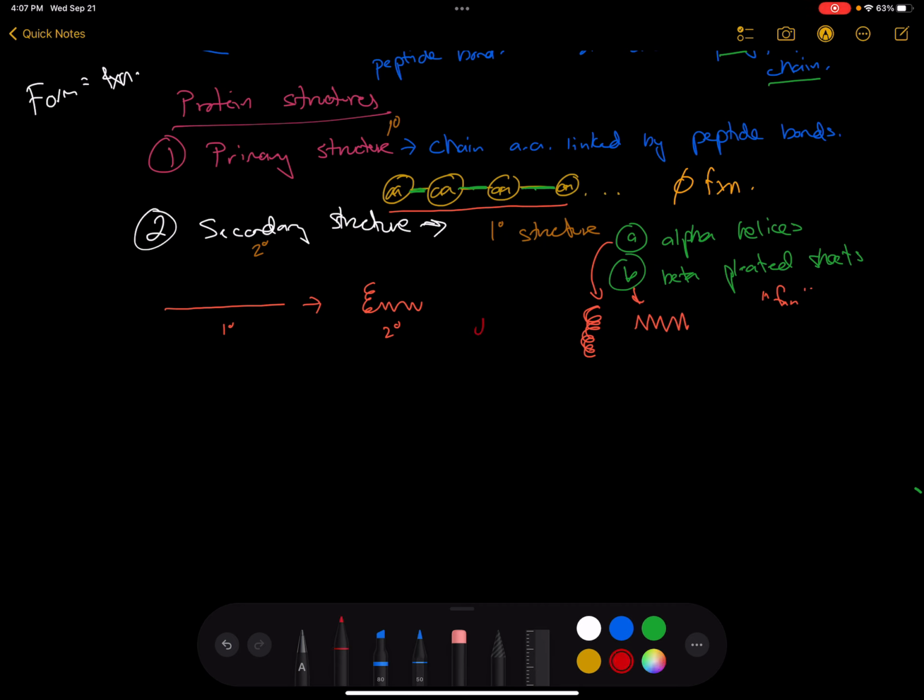At this point in time, still not a functional protein because I'm just beginning to do this. To hold these two structures together, the beta pleated sheets and the alpha helices, these are held together by hydrogen bonds.